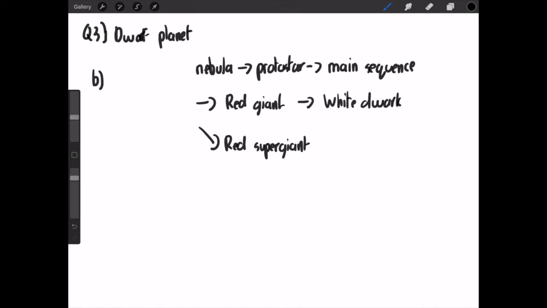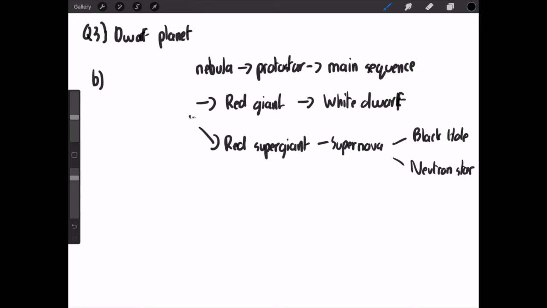Whereas if it's big over here, the red supergiant will go into a supernova where it will explode violently, and then either a black hole or a neutron star. You may ask what determines the path it takes at this point here, and that's its mass. If it's a large mass, it will turn into a red supergiant that will go into supernova. If it's a small or average size mass, it will do a red giant and a white dwarf.